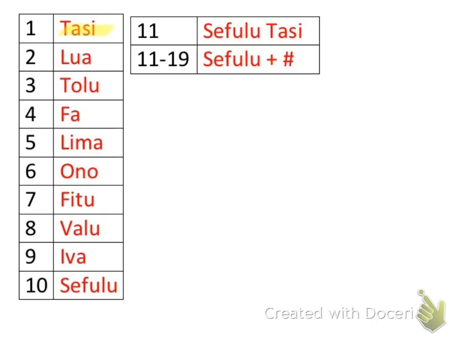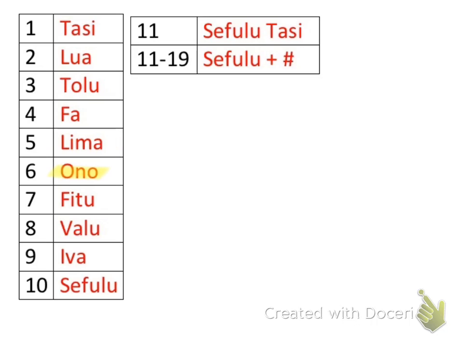1 is Tasi. 2 is Lua. 3 is Tolu. 4 is Fa. 5 is Lima.